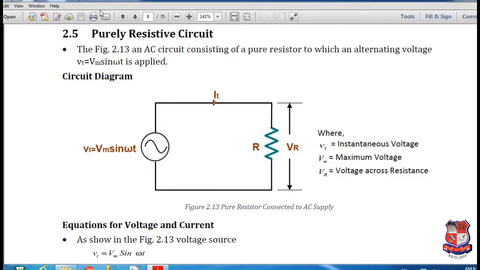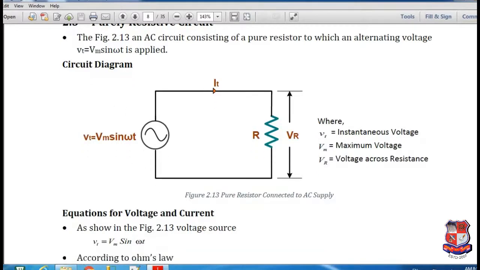Whenever we go through a purely resistive circuit, there is only one voltage source connected with one resistance. The general equation for the voltage source is given by Vt is equal to Vm sin omega t. That's your general equation for the single phase AC supply.